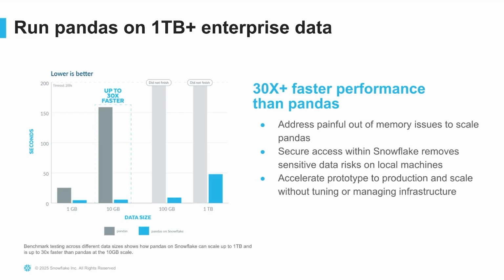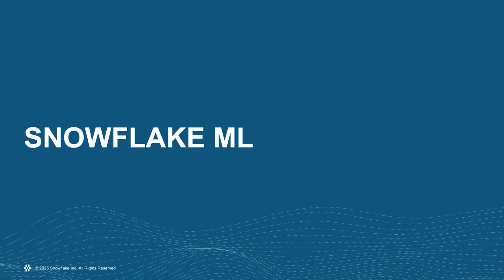And even when you're looking at the smaller data scale that does fit into memory, for example, this around 10 gigabyte scale, we've also been able to show up to 30x faster performance compared to standard in-memory Pandas. Okay, so we've now taken a look at how you can accelerate your feature engineering and data transformation with Pandas on Snowflake. Next, I'll hand it over to Vinay, who will share more about our Snowflake ML offering.